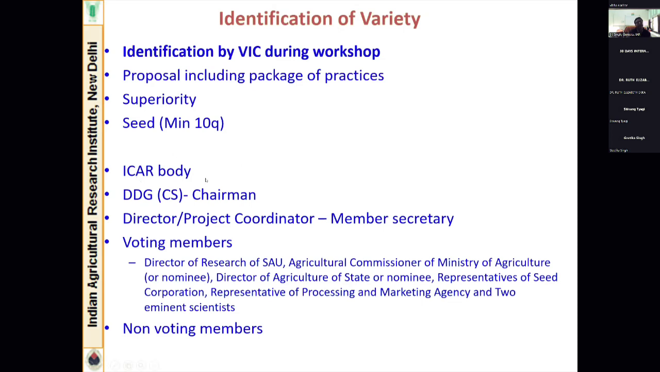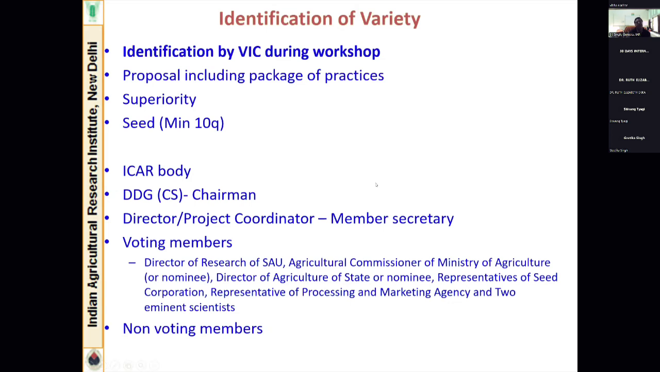It is constituted by ICAR. DDG Crop Science is the chairman of the varietal identification committee, and the Director of the project coordinating unit is the member secretary, along with the Director of Research of the SAU where the workshop is held. The Agricultural Commissioner of the Ministry of Agriculture or nominee, the Director of Agriculture of the state or nominee, representatives of seed corporations, representatives of processing and marketing agencies, and 2 eminent scientists are members. They vote or decide whether it should be identified or not. And non-voting members are the heads of the different disciplines involved in the testing system.